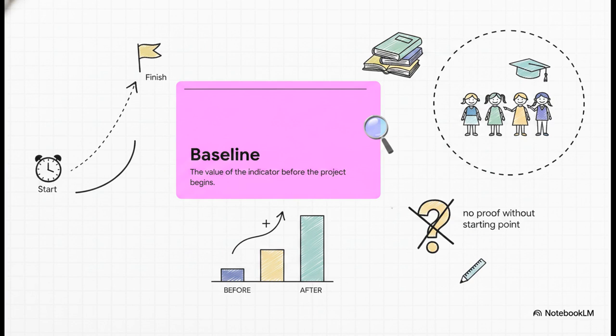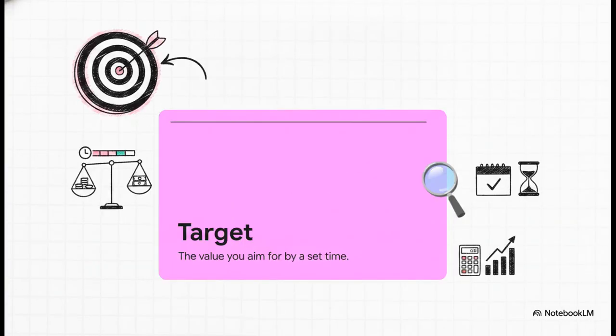Make sense? The second piece of the puzzle is your target. This is the specific value you are aiming to hit by a set time. But here is the catch, and it's a big one. A target must be set honestly. You can't just pluck some happy, impressive-sounding number out of thin air. It has to be realistic, and it has to be weighed directly against your project's actual budget and timeline.